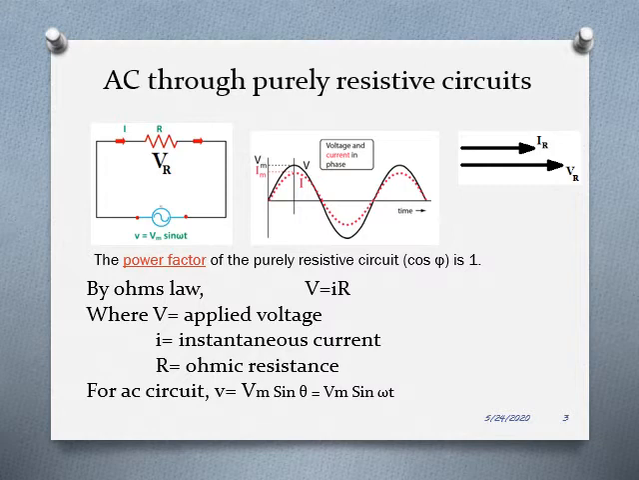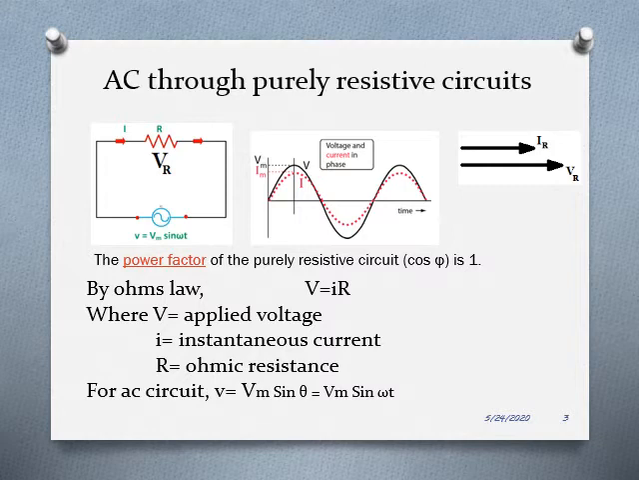Consider the circuit diagram. Here the load connected is resistance R alone. This resistance R is connected across an AC supply whose instantaneous value V is equal to Vm sin omega t. Since there is an AC voltage source, obviously a current I will be circulating through this circuit. Now the voltage across this resistance is denoted as VR. Now look at the second waveform diagram.